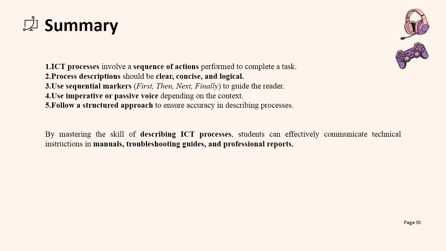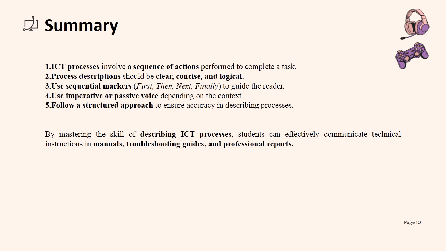So, to summarize, one, ICT processes involve a sequence of actions performed to complete a task. What do we mean by sequence? That is to say, actions which come in an order or in a sequence related to each other. They have to come in a specific order. That's why we say a sequence, okay?